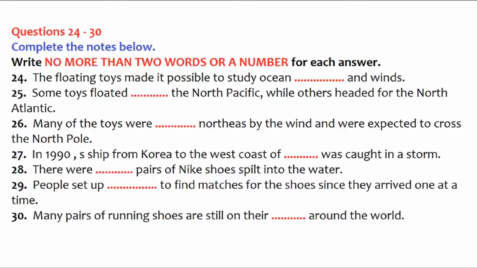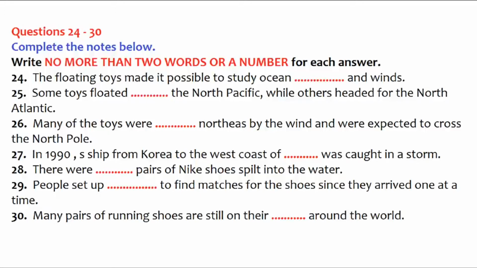About 6 months later, people at beaches from Oregon to British Columbia began to find running shoes washed ashore. By the end of the year, Washington newspapers reported people finding hundreds of shoes. In Seattle, thousands of shoes floated to shore. Since the shoes were not attached, they arrived one at a time. The shoes were dirty, but after they were washed, they were still in good condition. People set up exchanges to find matches for their shoes. Oceanographers studied the information to learn more about the ocean.